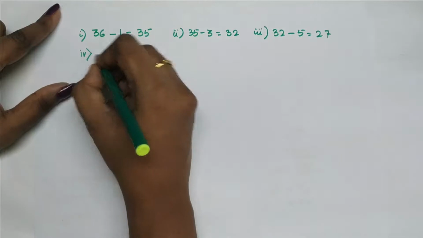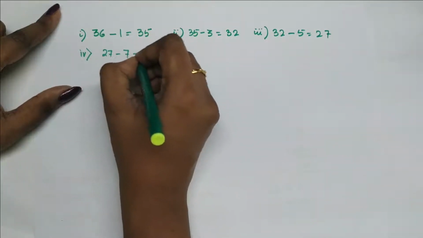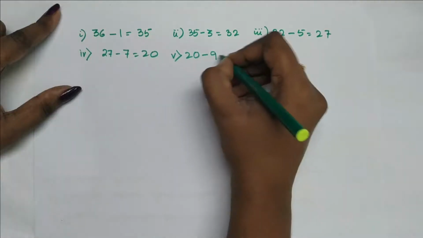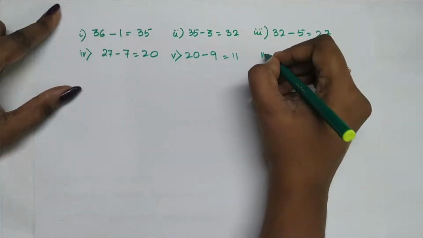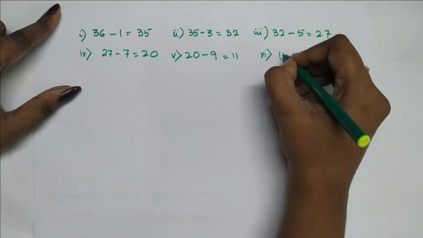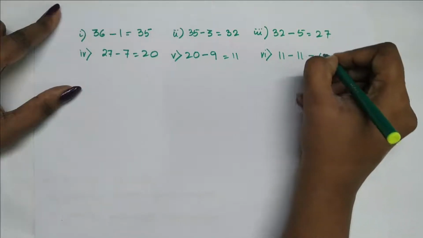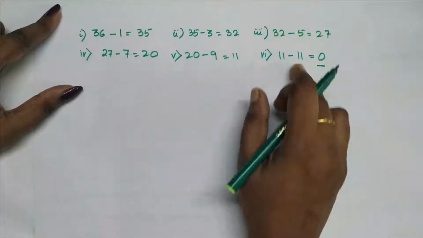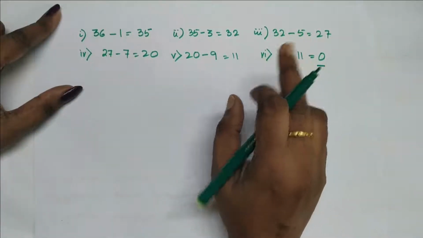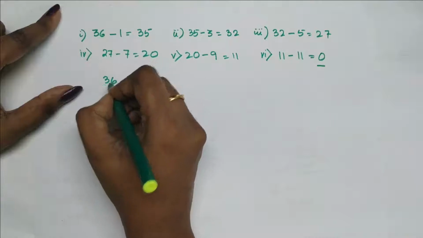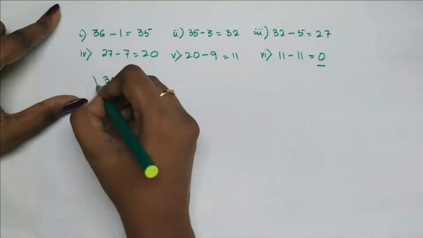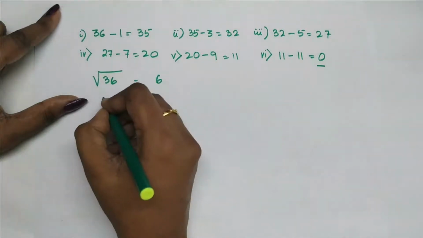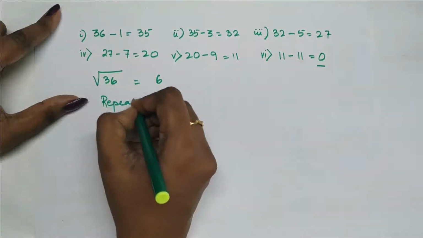The fourth subtraction would be 27 minus 7. The fifth would be 20 minus 9. And the sixth would be 11 minus 11. Till you get a 0, you have to keep subtracting. So here, how many times did I subtract? I subtracted 6 times. That means the square root of 36 will be equal to 6. This is the repeated subtraction method.